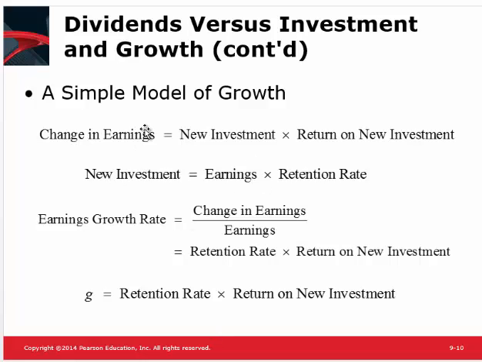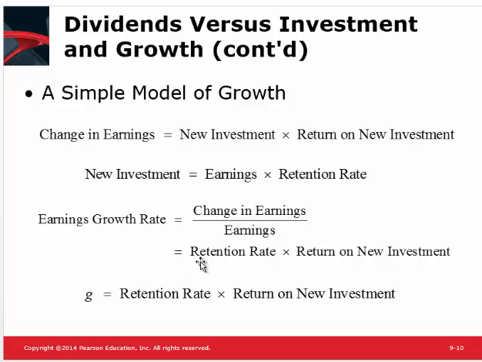How does this simple model of growth ultimately work? Well, what happens with new investments? The company retains earnings, invests in new assets, and there's a return on those assets. So the new investment equals the earnings times the retention rate, the percentage that's saved, and the return is the earnings that are generated. The earnings growth rate is the change in earnings divided by earnings.